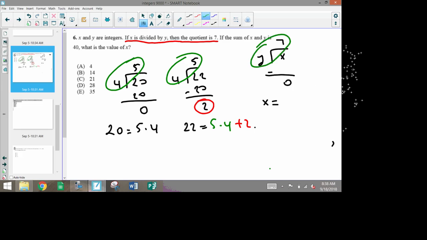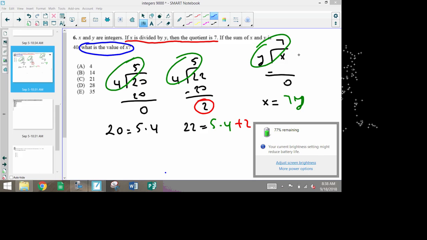Right, as you see, I'm going to do the same thing. 7 times y plus 0, because 0, I don't have to write it, plus remainder. x divided by y, then the quotient is 7. So there is one more equation here. What is the value of x? The question is this, circle the question.